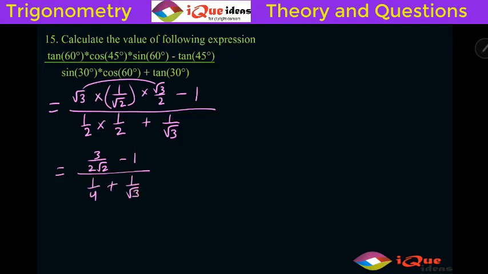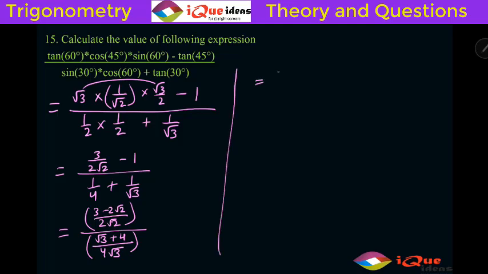root 3. So in numerator, the max that we can do is take LCM as 2 root 2 and we have 3 minus 2 root 2. Similarly in denominator, take LCM, will be getting 4 root 3 and here we have root 3 plus 4. If you simplify, this will come out to be 3 minus 2 root 2 divided by 2 root 2 into 4 root 3 divided by root 3 plus 4 or 4 plus root 3.